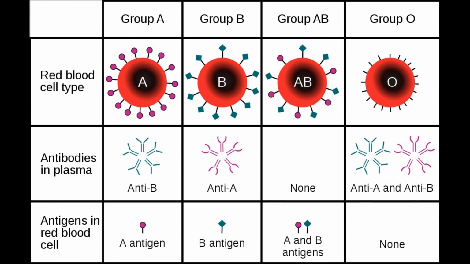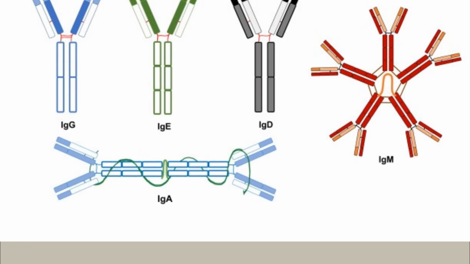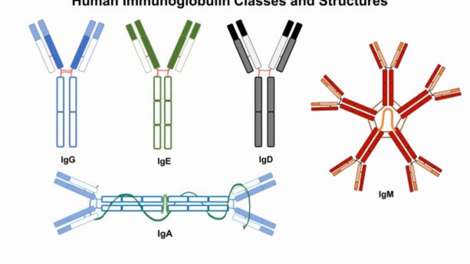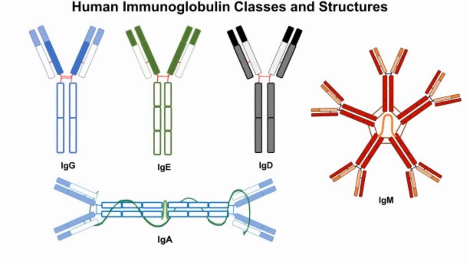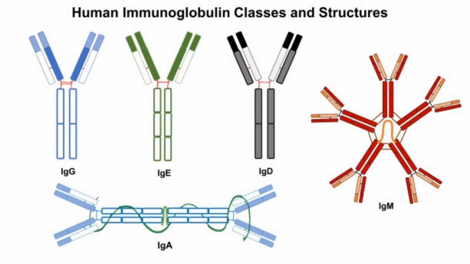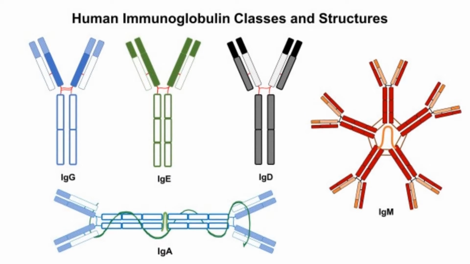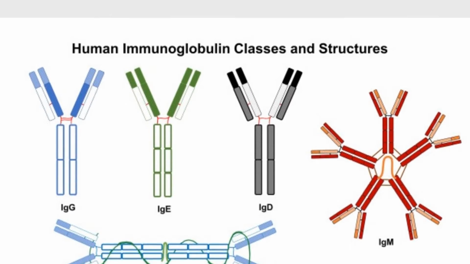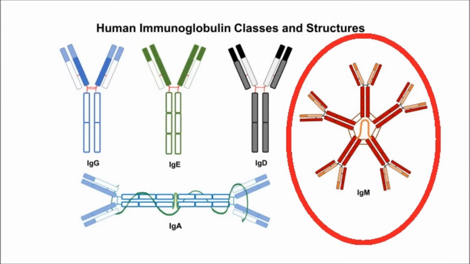Now let's talk about antigens and antibodies of the ABO blood group briefly. While talking about antibodies, there are 5 major types of immunoglobulins. They are IgA, IgD, IgE, IgG, and IgM. Antibodies found in the ABO blood group are primarily immunoglobulin M, or IgM.